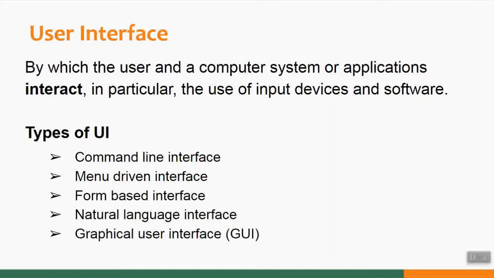There are 5 main types of UI. First one is command line interface, where the user issues commands to the program in the form of successive lines of text, known as command lines. As an example, we may use the command prompt.